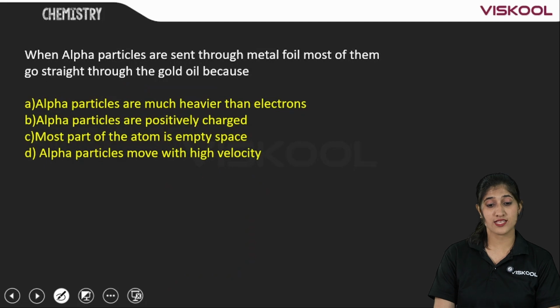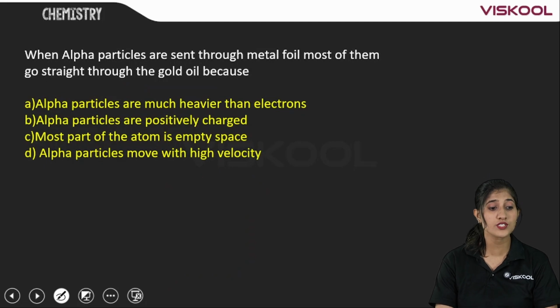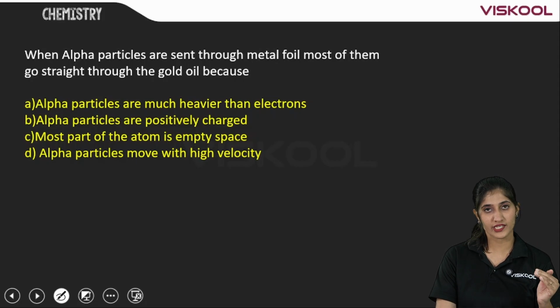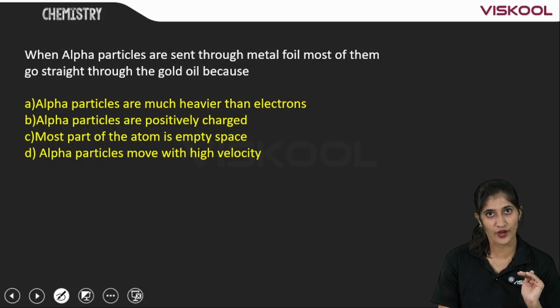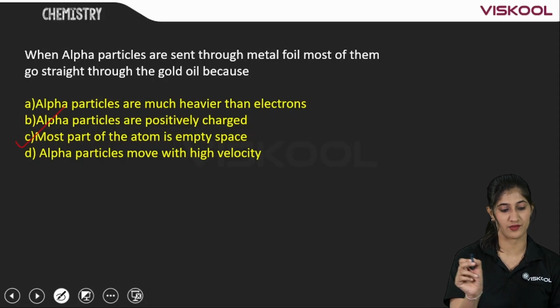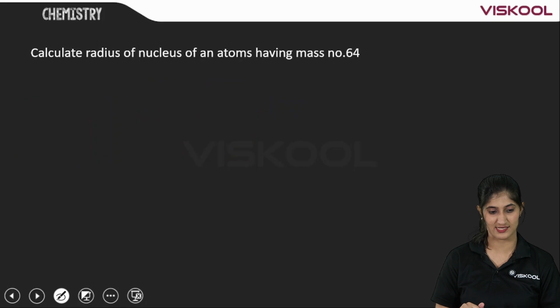When alpha particles are sent through the metal foil, most of them go straight through the gold foil because: option A, alpha particles are much heavier than the electron. B, alpha particles are positively charged. C, most part of the atom is empty space. D, alpha particles move with a high velocity. Most of the alpha particles pass straight through the gold foil. That means most of the space in an atom is empty. Most part of an atom is empty space. Option C is the right answer.